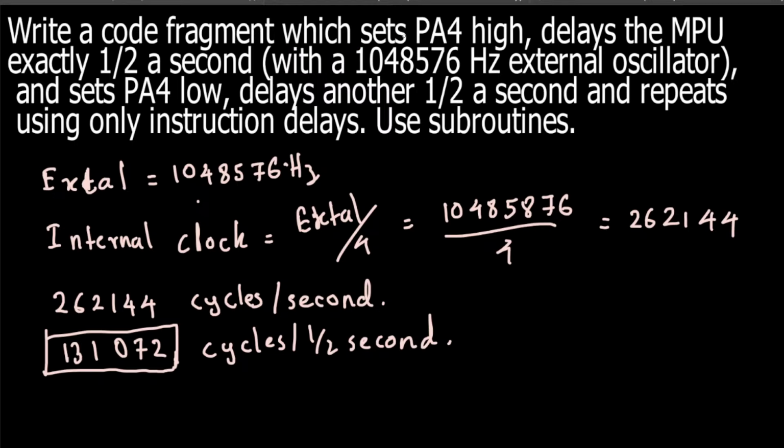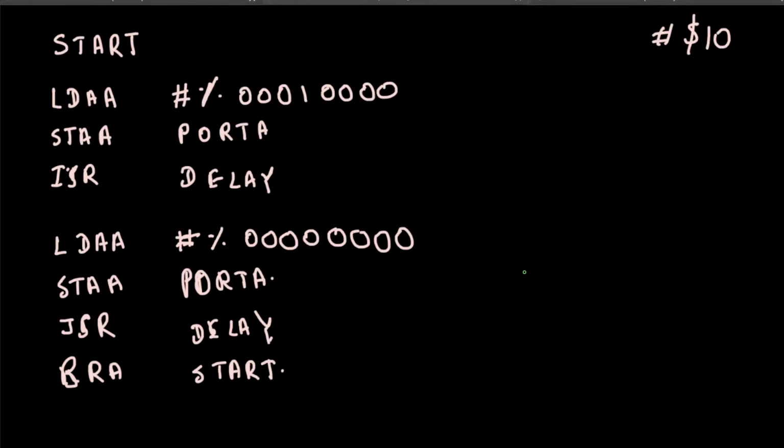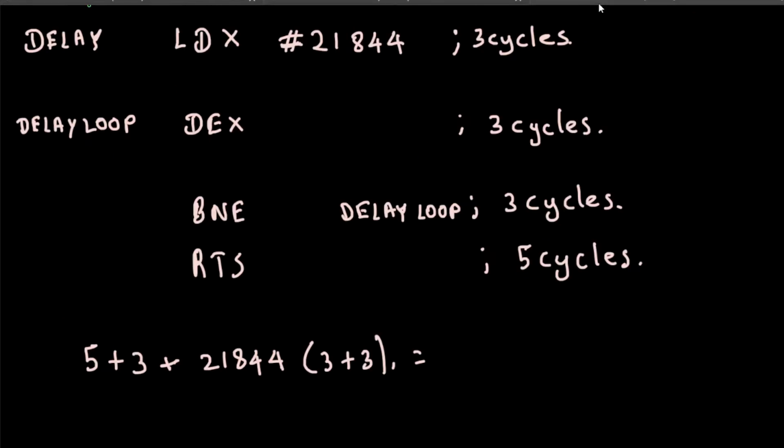Write a code fragment which sets PA4 high, delays the MPU exactly half a second with this external number, and sets PA4 low, delays another half a second, and repeats using only instruction delays. Use subroutines. Okay, we have done everything, and that's basically it.